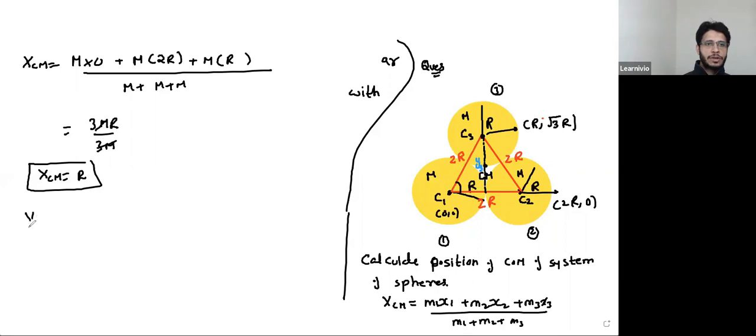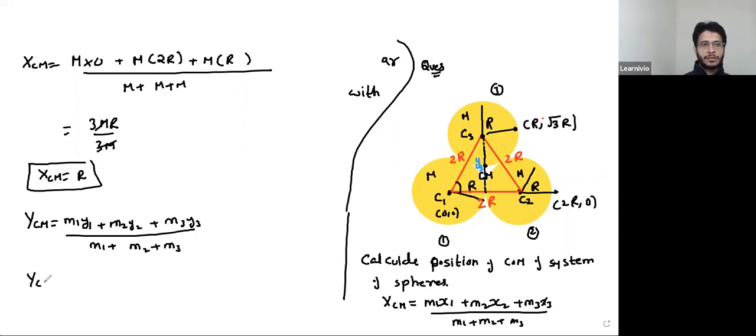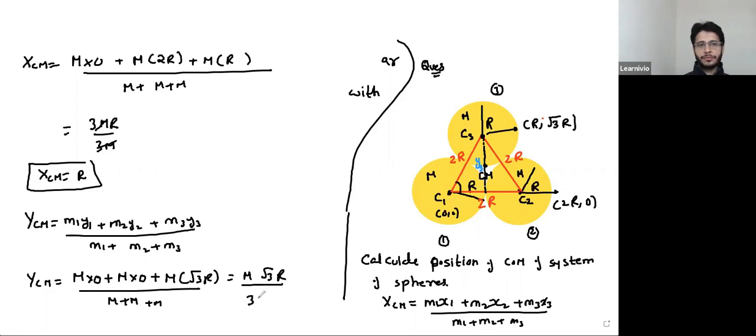You can even calculate the y coordinate of center of mass. That's m1 y1 plus m2 y2 plus m3 y3 by m1 plus m2 plus m3. So the y coordinate of center of mass is m1, which is m, y1, which is 0, m2, which is m, y2, which is 0, m3, which is m, y3, which is root 3r, divided by m plus m plus m. So this is basically m into root 3r over 3.